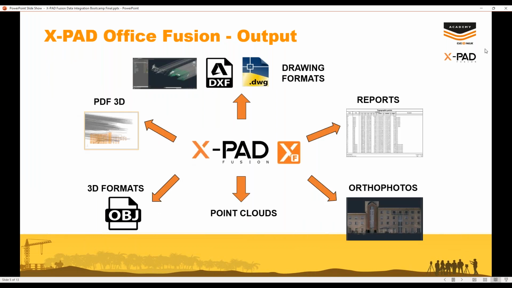And then, of course, from Fusion, we have different possibilities to share the data and create some output, for example drawing formats and PDF 3D formats that we can share with customers and other users. Create reports for topographic data, for surface and volume calculation, and 3D formats. We will also see during this webinar point clouds and all sorts of photos.